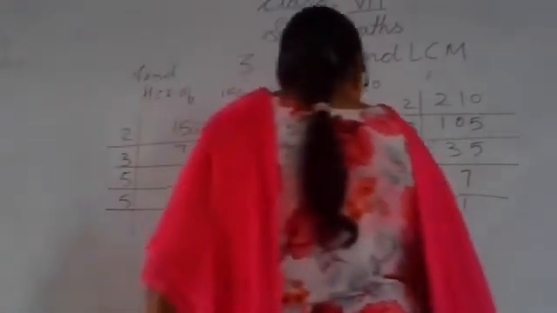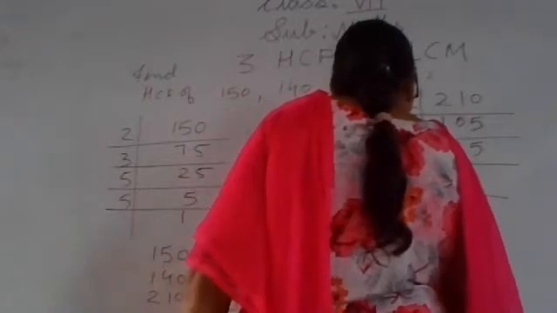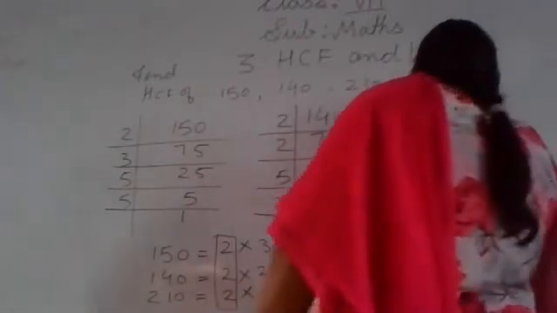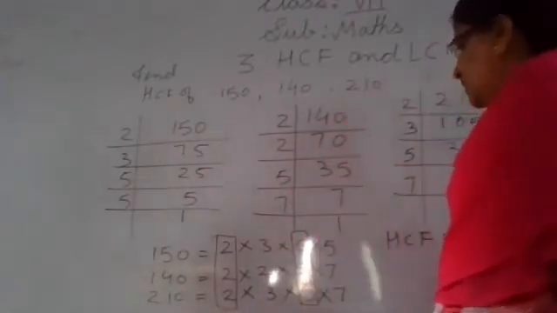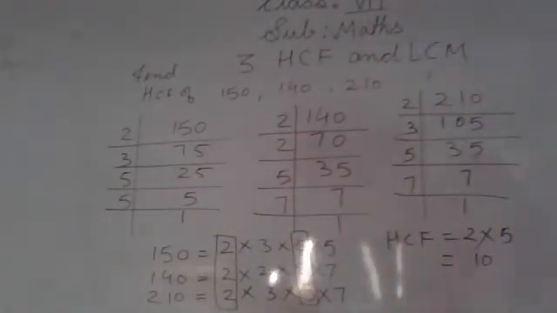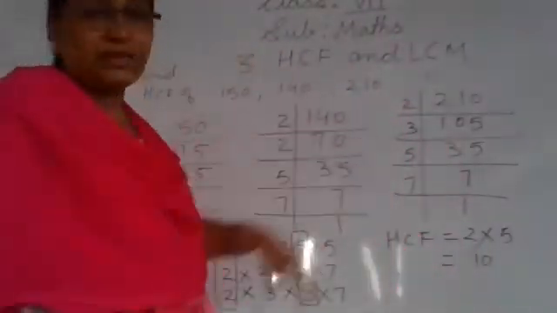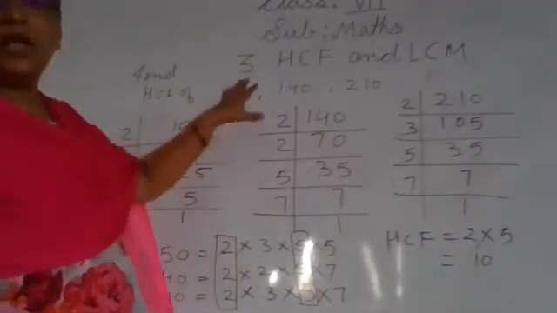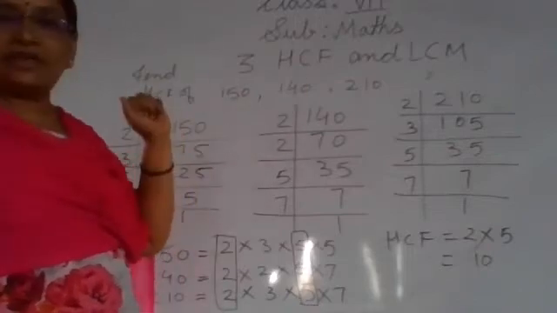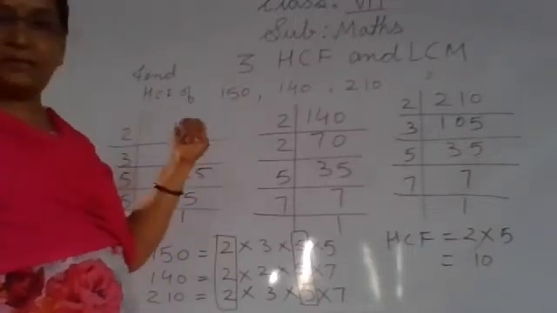Therefore, HCF is this 2 multiplied by this 5. So 5 2s are 10. Therefore, HCF of 150, 140 and 210 is 10. Got it beta? So instead of doing all separately, at a time you can find out the factors and we will take the HCF.